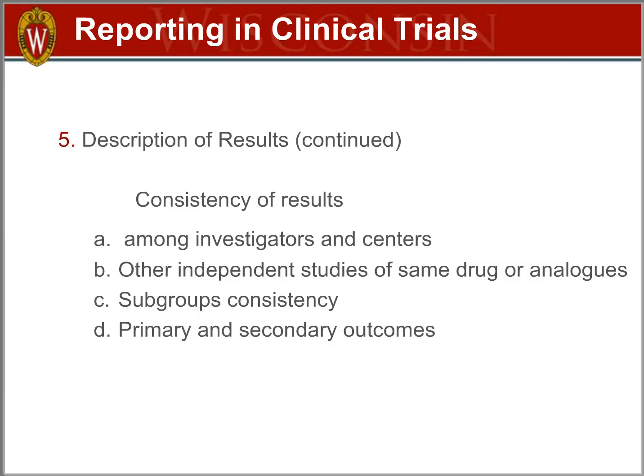Among the things that we need to look for are consistency of results among investigators and centers, not in a statistical sense, but in sort of a general sense. Are there other independent studies of the same drug or analogs that are known and are these results consistent? Are there subgroup consistencies? And are there consistencies among the number of primary and secondary outcomes?